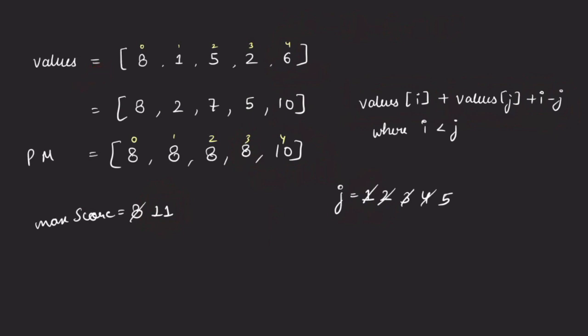So this is how we are going to solve our problem. We will create a prefix max vector. The first value we will copy as is, and then from the next value, first we will apply the formula values of i plus i.